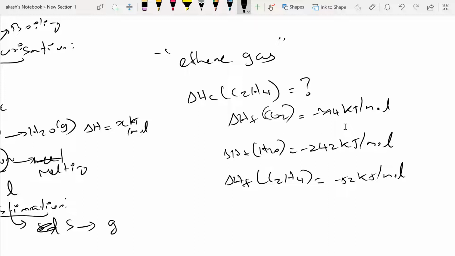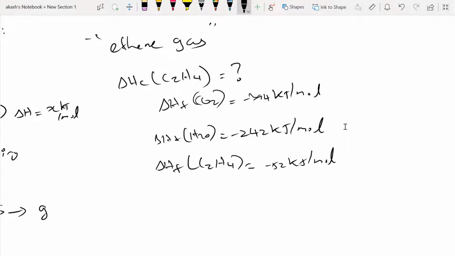Okay. Anybody got any idea of how to do the problem? Okay, right, people. Whenever the enthalpy of a particular reaction is given to you, you know how to write the thermochemical equation for that, isn't it? So let us write the thermochemical equation for the enthalpy of combustion of C2H4. Okay. Fine.